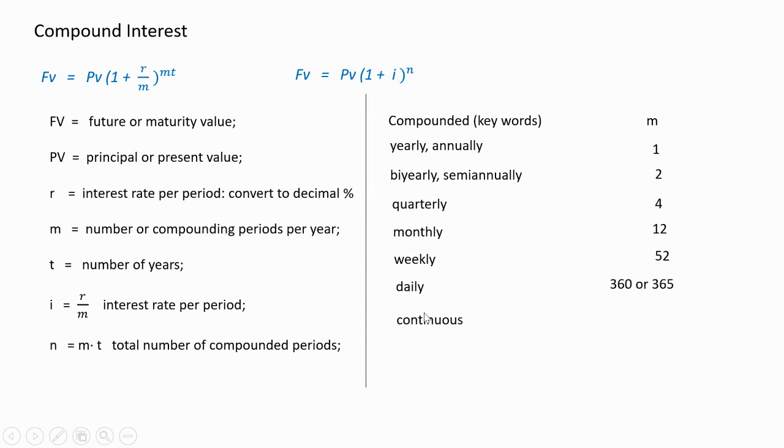If it says compounded continuously, then you have a different formula. This is the formula that we're going to be using, which is the future value equals the present value times e to the power of RT.